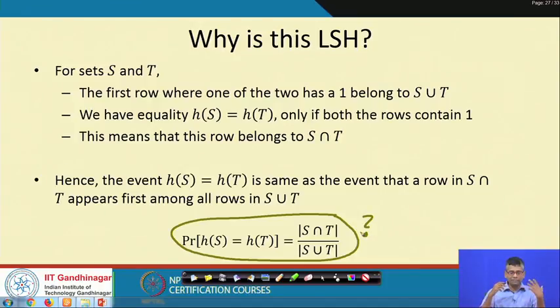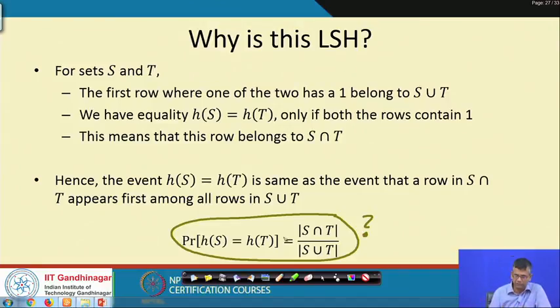What that means is that we can rewrite the statement: the event h of S equals h of t is the event that among all the rows in S union T, the one that comes up first according to the permutation that I have sampled is a row that actually belongs to S intersection T. It cannot be anything else. This is clear. Among all the rows that belong to S union T, the row that comes up first is a row that belongs to S intersection T. Only in this event will h of S equal h of t.